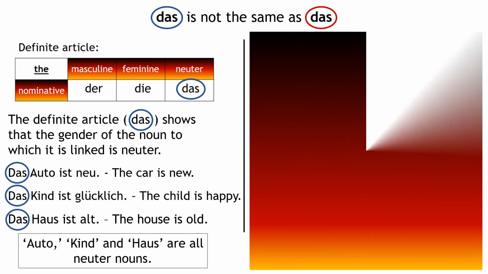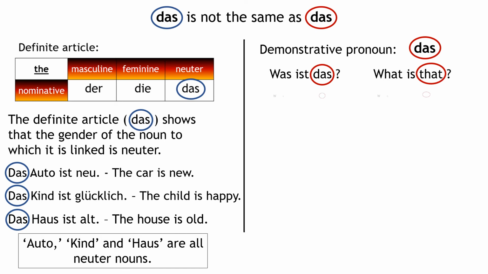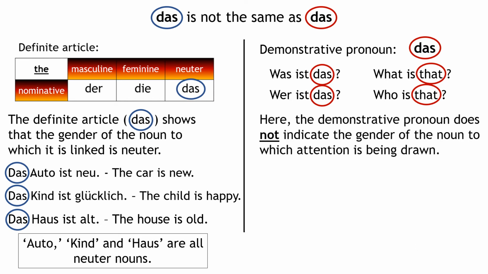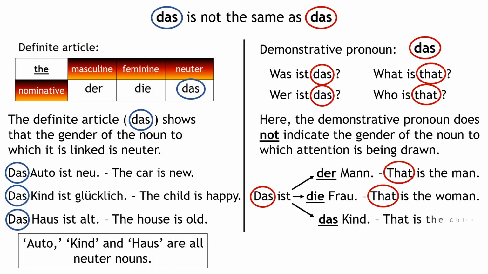Let's look now at some examples of the German demonstrative pronoun das. Was ist das? Wer ist das? Here, the demonstrative pronoun does not indicate the gender of the noun to which attention is being drawn. Das ist die Frau. Das ist der Mann. Das ist das Kind.